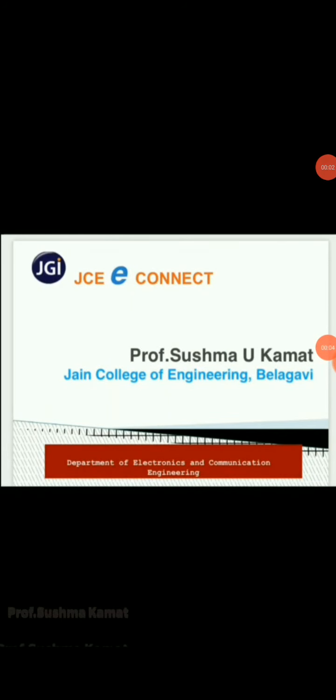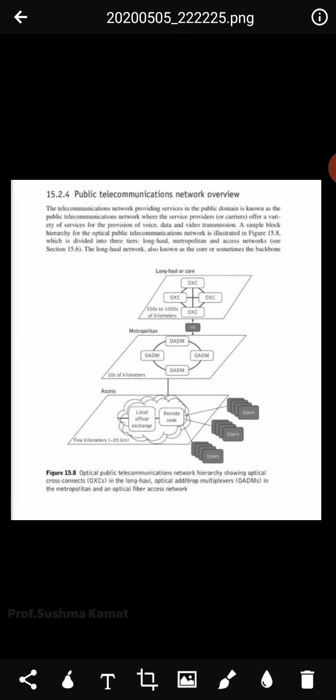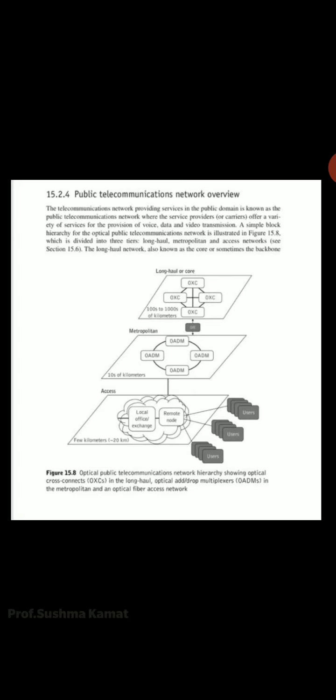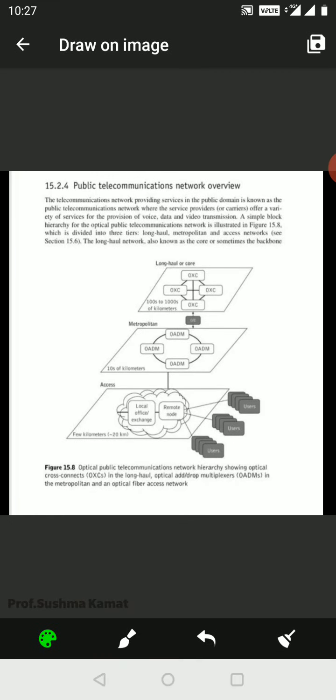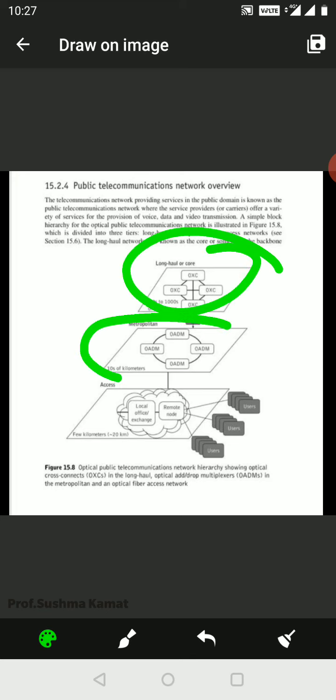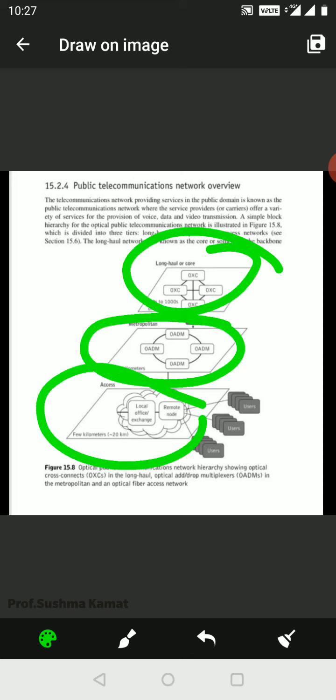So now in the optical network transmission nodes and the layers and protocols, we do consider something called a public telecommunication network overview. So it is here. Basically, the optical public telecommunication network depends on a hierarchy which is divided into 3 tiers. The first one is called the long haul or core. The second one is called the metropolitan, and the third one is called the access.